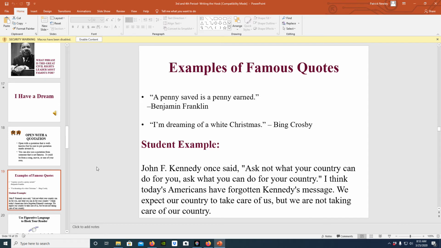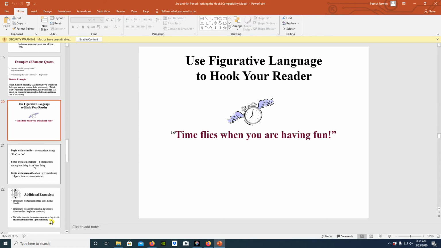A penny saved is a penny earned. Benjamin Franklin. I'm dreaming of a white Christmas, Bing Crosby. Or, here's a great example. John F. Kennedy once said, ask not what your country can do for you, ask what you can do for your country. Today's Americans have forgotten Kennedy's message. We expect our country to take care of us, but we are not taking care of our country.